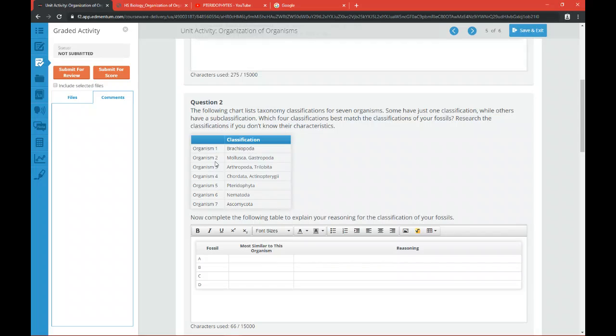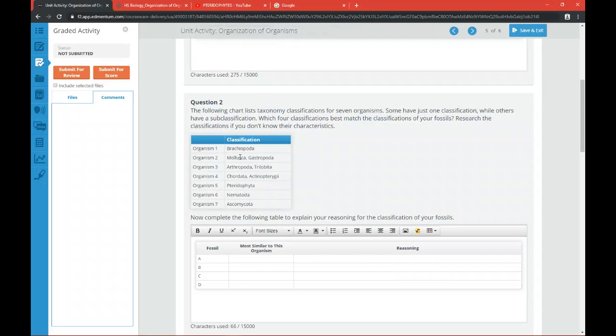Now, it might be overwhelming at first when you take a look at question number 2. It says the following chart lists taxonomy classifications for several organisms. Some have one classification while others have subclassifications, meaning there are 2 different classifications within it. For the 4 classifications, which best match the classifications of your fossil? Research the classifications if you do not know their characteristics.